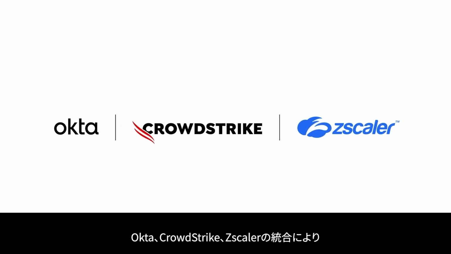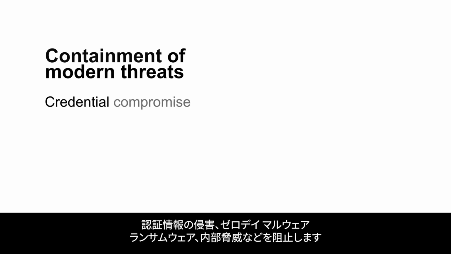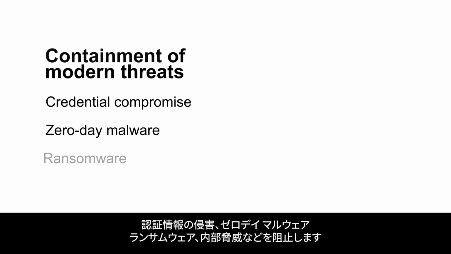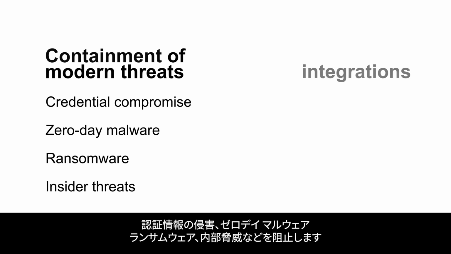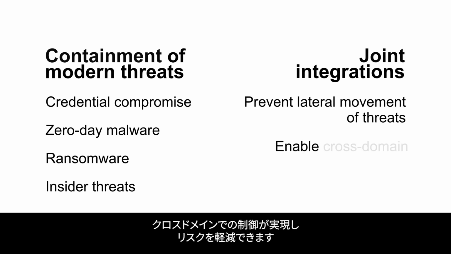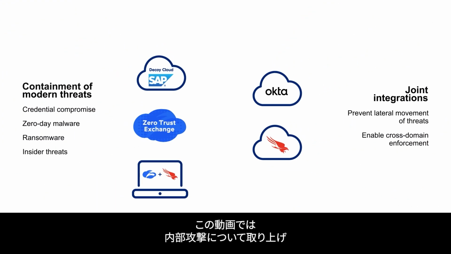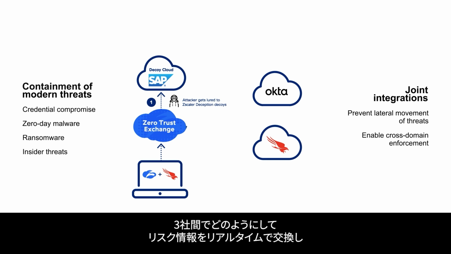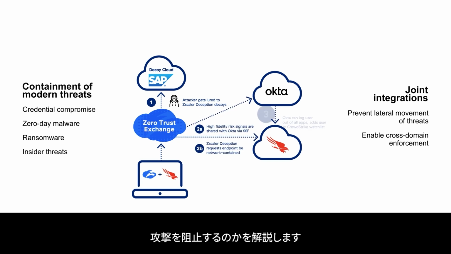Okta, CrowdStrike, and Zscaler work together to provide real-time threat containment against modern threats, such as credential compromise, zero-day malware, ransomware, or insider threats. The integrations prevent the lateral movement of threats while enabling cross-domain enforcement to reduce risk. In this video, we'll look at an insider attack and demonstrate how the three partners exchange risk information in real time to prevent an attempted attack.